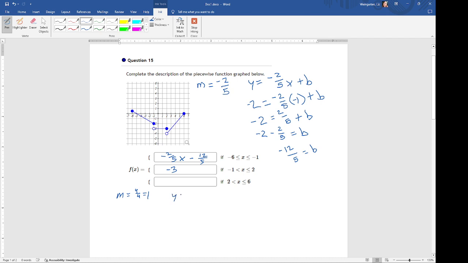So you get y equals 1x plus b. We have to figure out what b is. So I'm going to plug in any of these points that I want to. I'm going to do 6, 0. 1 times 6 is 6 plus b. So we do get b equal to negative 6. So our equation is going to be x minus 6.